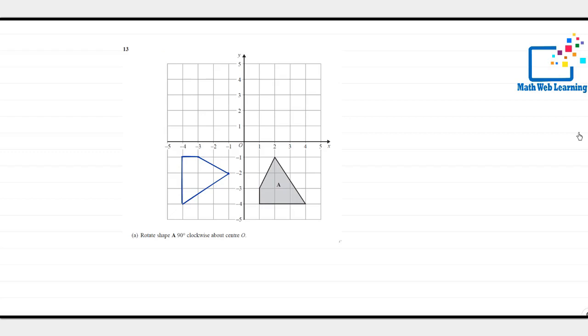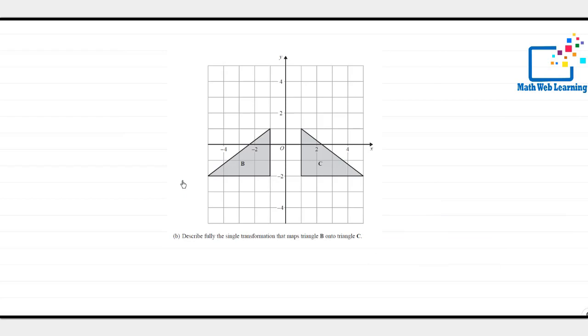Question 13 is a rotation question, clockwise, so you should go this way. That's the clockwise. So you do it 90 degrees, use a tracing paper, and you should get this shape with these coordinates. Exactly like this. Next question is question 14.